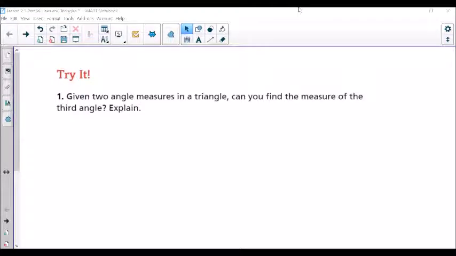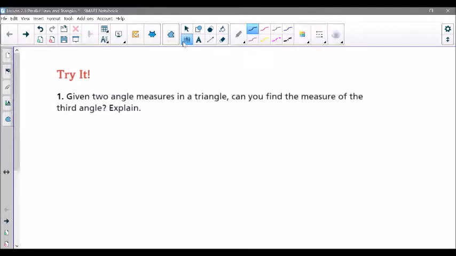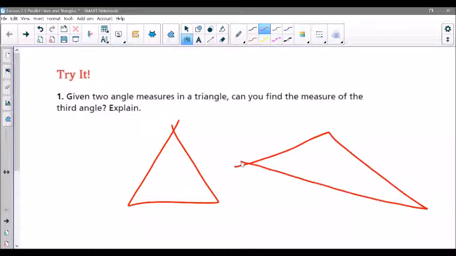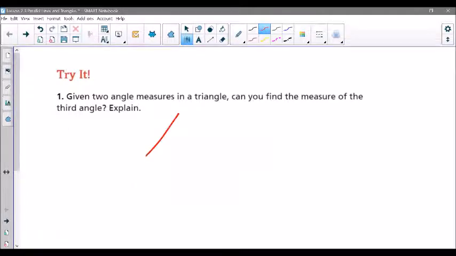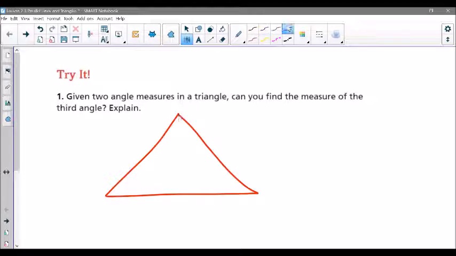So lesson 2.3, it's just more stuff about parallel lines, but we're going to throw in some triangles now. Thinking about this, if I give you a triangle, any triangle, it could be a nice classic looking triangle, it could be a big old fat triangle, it could be a real skinny triangle, whatever. It doesn't matter. If I give you a triangle and you know two of those angle measures, for example, maybe this one down here is 45 and this one down here is 75.